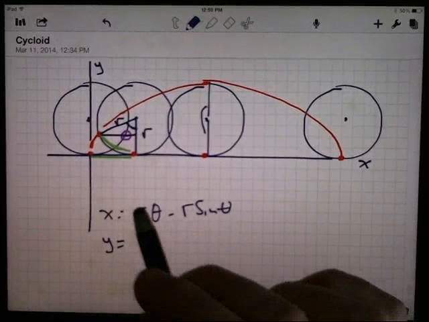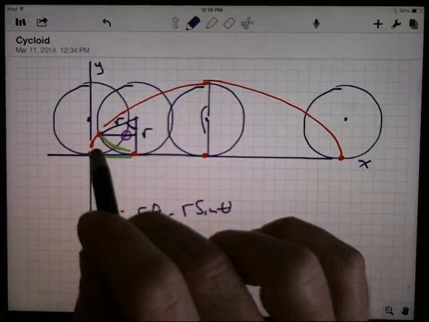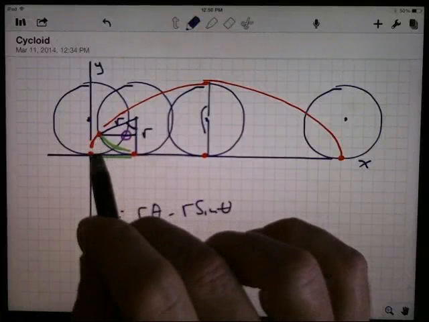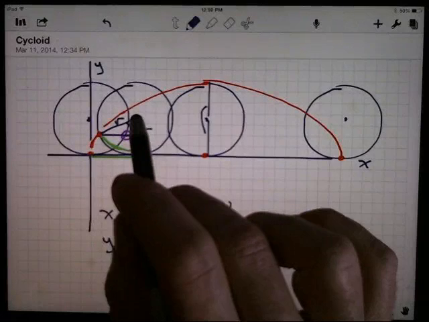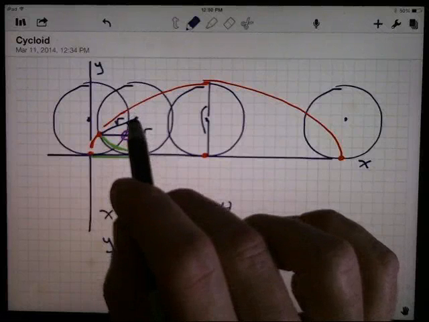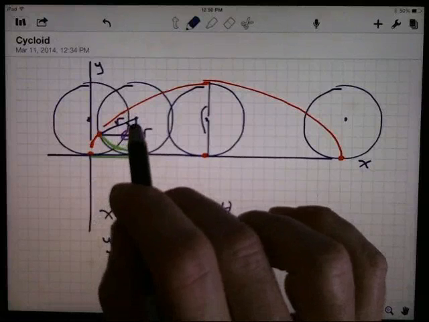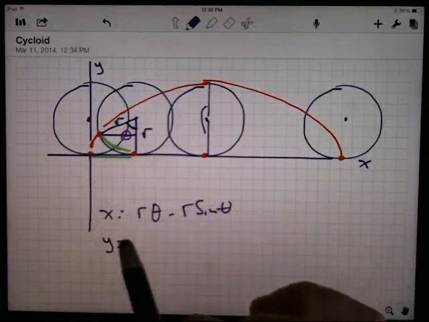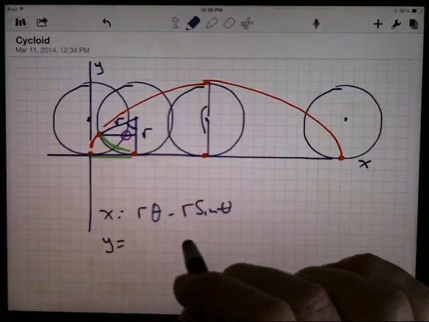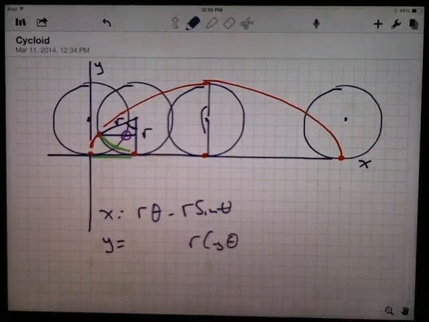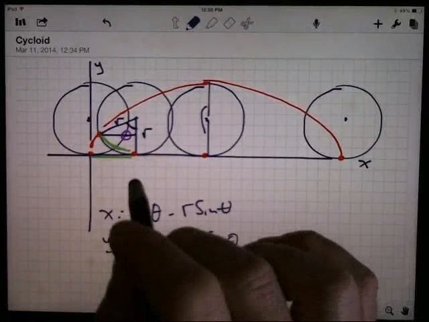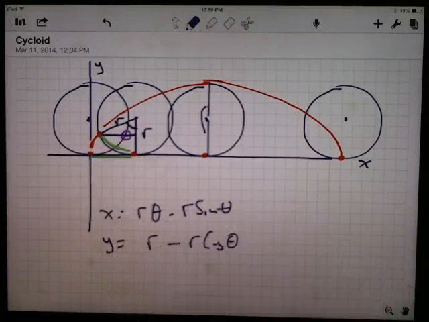What's the y-coordinate? Well, the y-coordinate is this height right here, which seems to me is the radius of that circle minus this little piece. That little piece is in this triangle again. It's the adjacent side to this angle, so that little piece right there looks like an r cosine theta. So I want r minus r cosine theta.